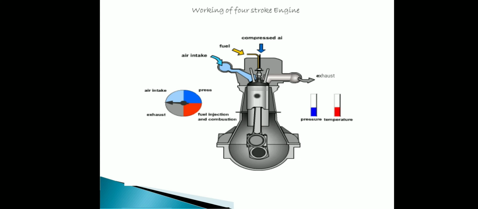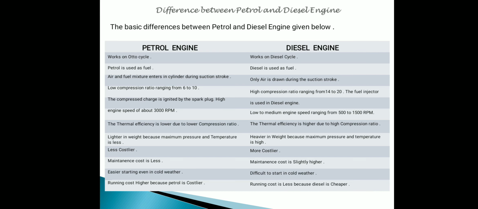Here in the slides you can see the air inlet path, the fuel injection nozzle path, and the exhaust path all shown, along with all the components of the 4-stroke engine. Now the difference between the petrol engine and diesel engine.